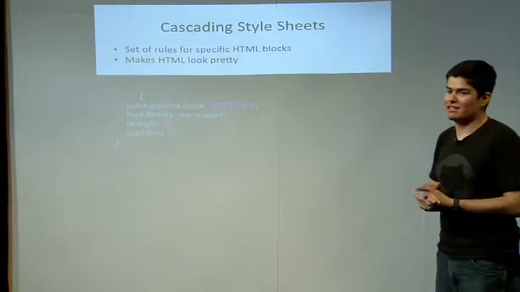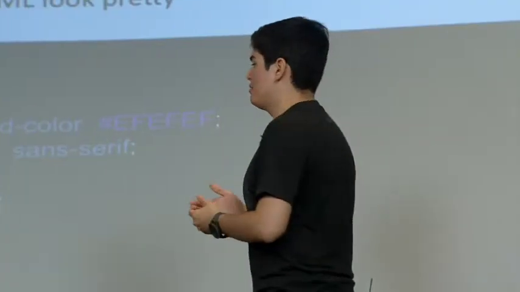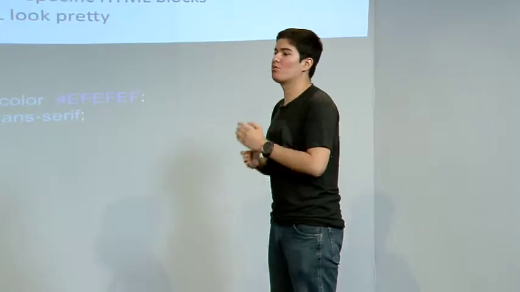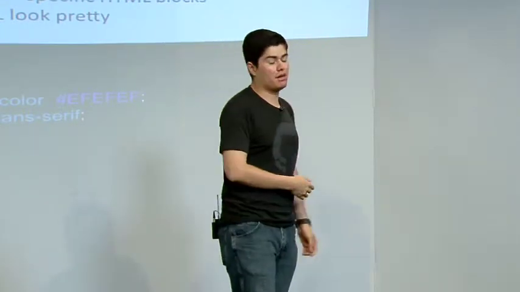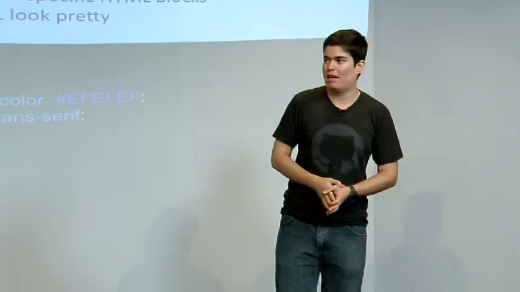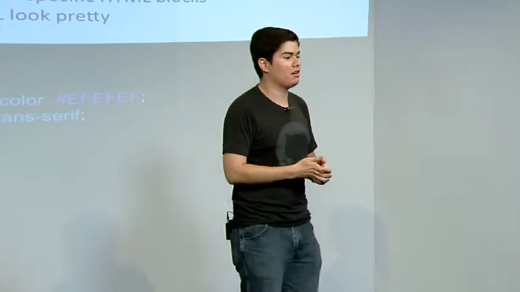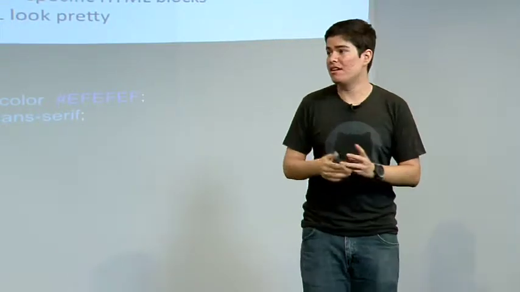It's basically cascading style sheets, which allows us, as I mentioned earlier, to make HTML look pretty. And all it is, is just a set of rules for specific HTML blocks and HTML sections. So in this example, we have a rule for body, meaning the entire page. We're going to give it a background color of EFEFEF, that being just an off-white color. And in HTML and CSS, we always reference colors via their hex values. Their hex values are just calculated with RGB values.